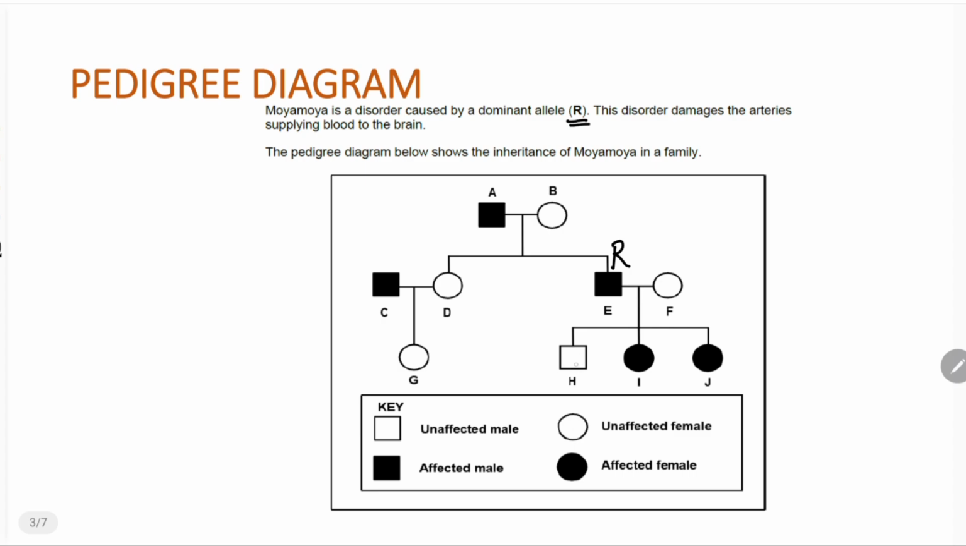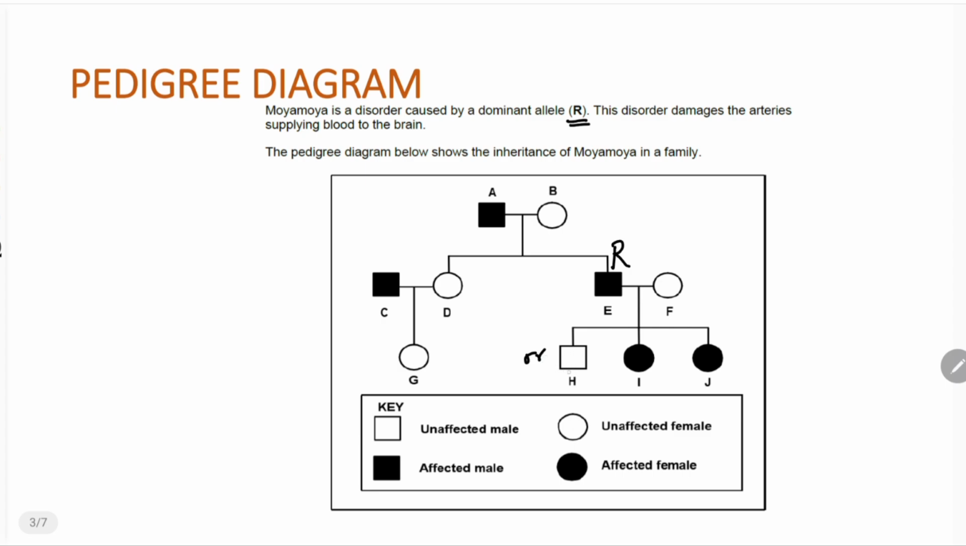But since individual number H does not have moyamoya, it tells me that the genotype of individual number H has to be small letter r, small letter r. Because again, remember, moyamoya is caused by a dominant allele, capital letter R. So if you do not have moyamoya, it tells me that you must have two recessive alleles. Hence, you must be homozygous recessive. So individual number H, the genotype can only be small letter r, small letter r for this person to not have moyamoya, right?